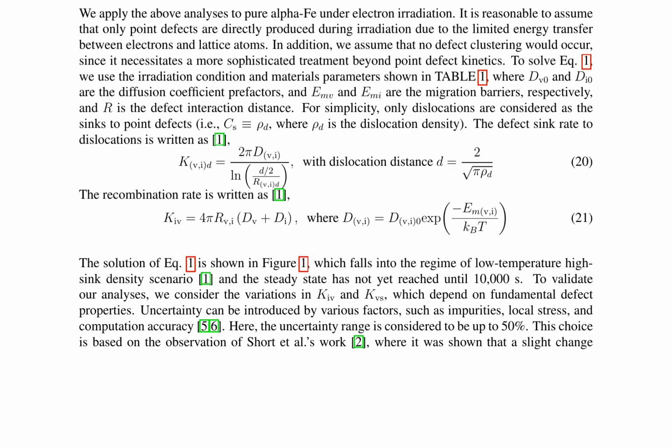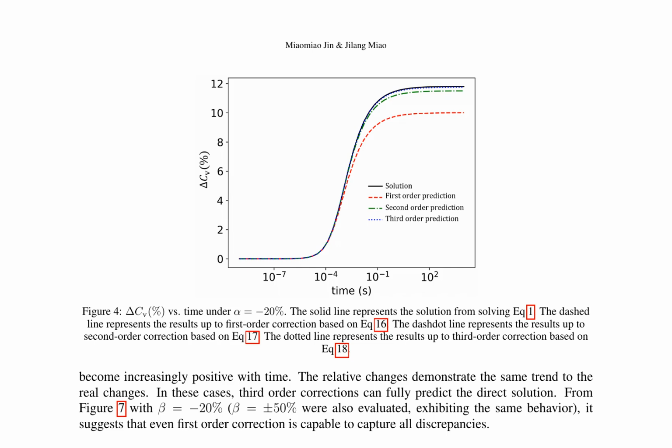They apply this framework to pure alpha Fe under electron irradiation, solving the equation using irradiation conditions and material parameters. The solution falls into the regime of low-temperature high-sink density scenario. The authors consider variations in KIV and KVs, introducing uncertainty based on impurities, local stress, and computation accuracy. They demonstrate results for variations of KVs and KIV at plus or minus 20% and plus or minus 50% changes, showing that a more negative alpha would lead to higher defect concentration.